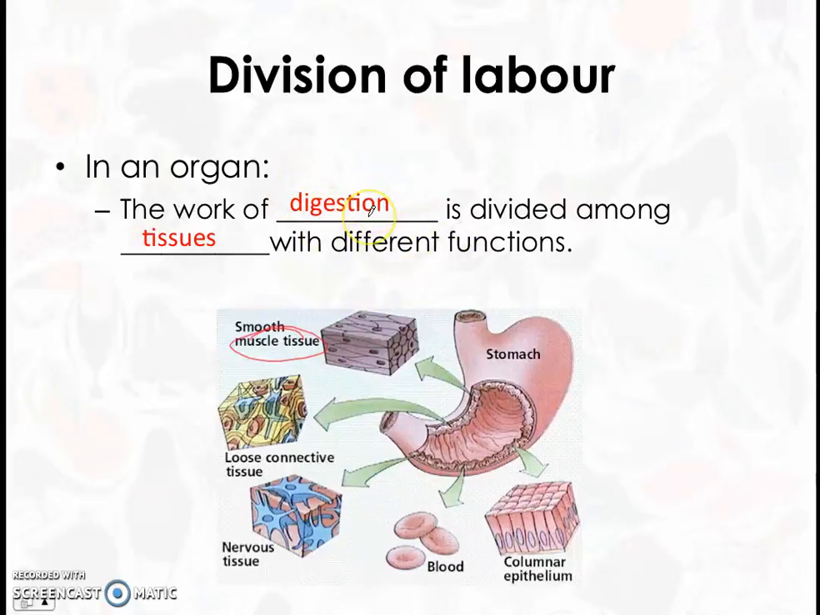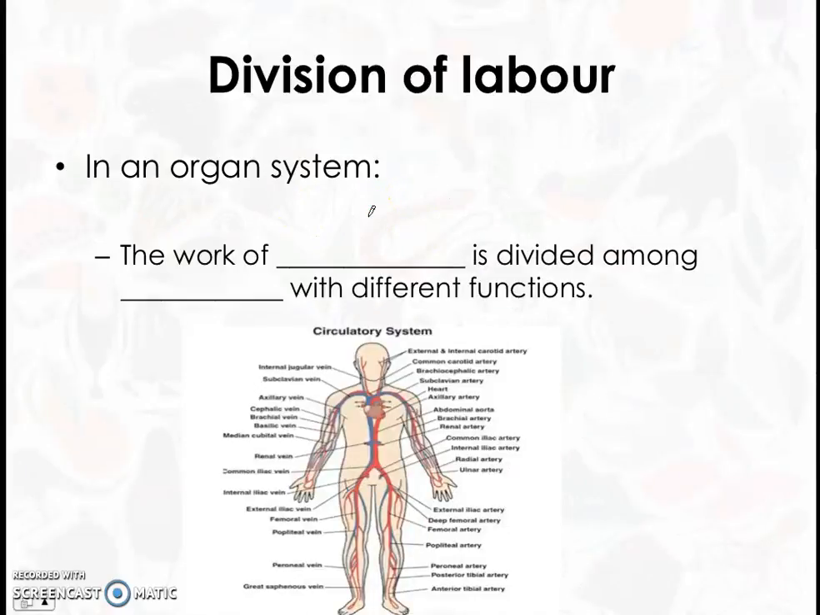And so on, right? Different tissues in the stomach with different functions work together so that the work of digestion can be carried out. And finally, there's division of labor that happens in an organ system. Let's take a look at the circulatory system. It is a system that does the work of transporting substances, like your blood and the substances dissolved in blood. But this work is divided among different organs with different functions.